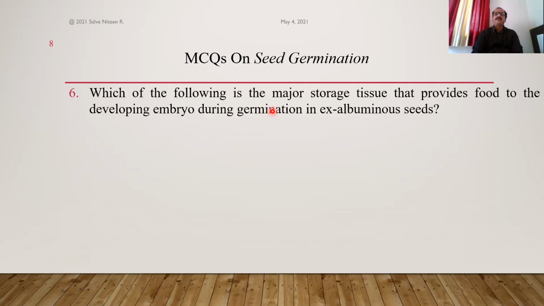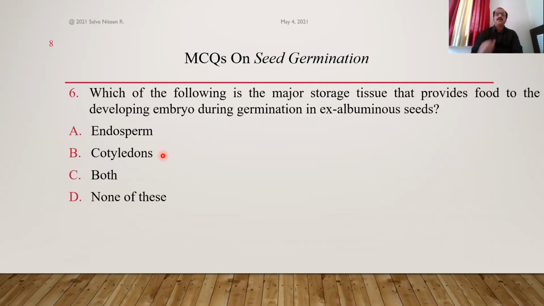Same question: which of the following is the major storage tissue that provides food to the developing embryo during germination of ex-albuminous seeds, that is, non-endospermic seeds? So obviously this is not the answer. Here the answer is cotyledons, because the food material is stored in the cotyledons of the embryo. So B is the answer.